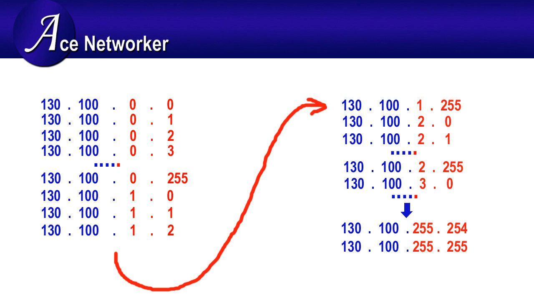Notice how that odometer concept works. That's really all you need to kind of pick up here and start seeing. You can see how we rolled over from 130.100.0.255 to 130.100.1.0, then from 130.100.1.255 to 130.100.2.0, and so on and so on. So long as the first two octets do not change, we are still in that same network, or another way to say it is we're in that same subnetwork given these IP addresses and this subnet mask.